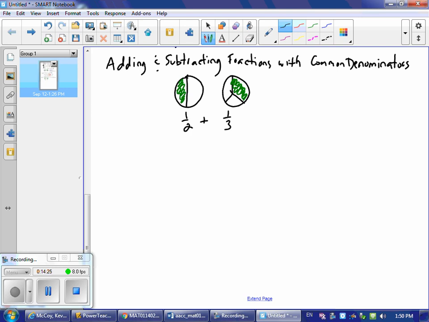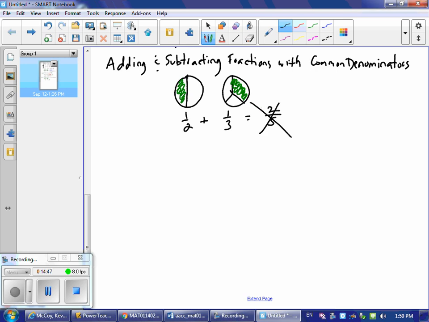A lot of people have the misconception that you add the tops and you add the bottoms together and you would get 2/5. Well, one thing's for sure, if I have half of a pie and I add a third of a pie, I should have definitely more than a half of a pie. 2/5 is less than half of a pie, so there's no way that this works.